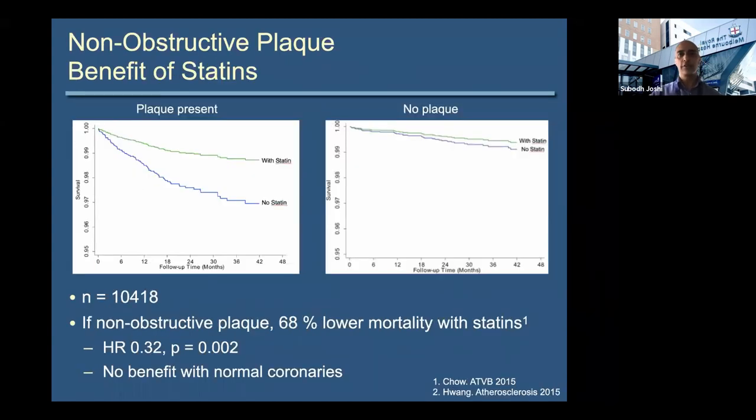So what can you do if you find non-obstructive plaque? Well, medical therapy, in particular statins. This is a large retrospective study, a subset of that CONFIRM trial again, 10,000 patients. What they found is that if you have non-obstructive plaque, your mortality is 68% lower with statins. And what I found quite compelling about this data is that if your coronary arteries were completely normal on CT, there didn't seem to be any benefit at all. And I think this is quite believable.